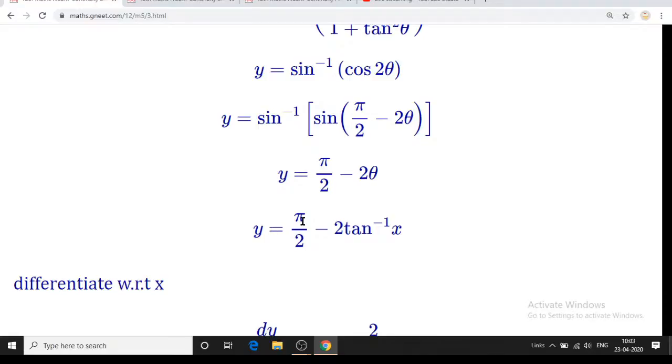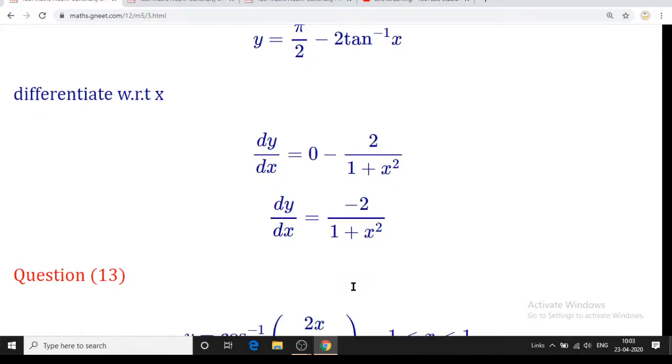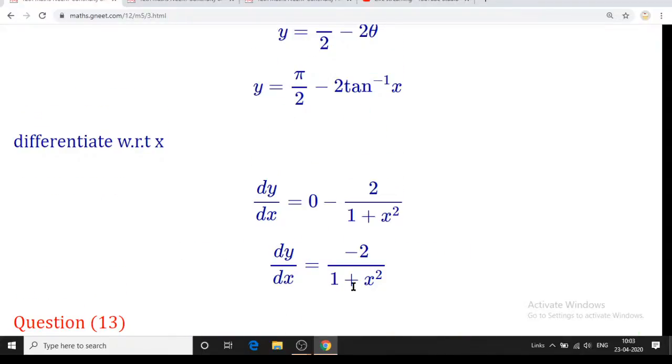So y is equal to pi by 2 minus 2 theta, where theta is replaced by tan inverse of x. Now we will differentiate this with respect to x. Derivative of pi by 2, a constant, is 0, minus 2 times the derivative of tan inverse, which is 1 upon 1 plus x square. Therefore we get dy by dx as minus 2 upon 1 plus x square. I think you have cleared this question.